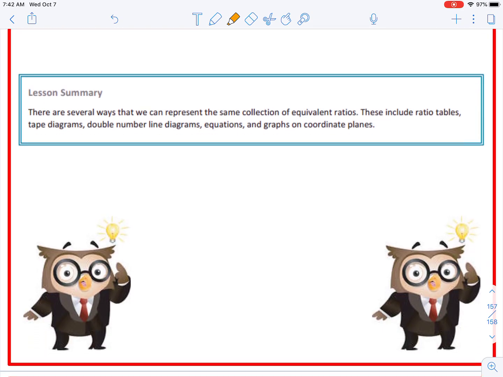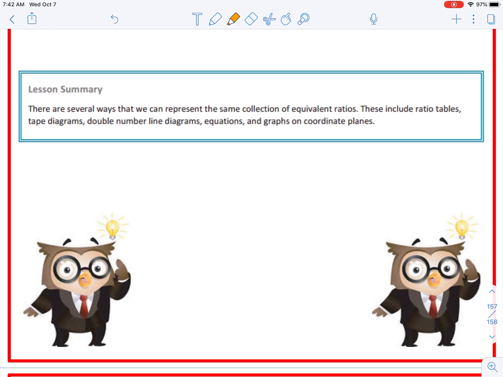Okay? Lesson summary. There are several ways that we can represent the same collection of equivalent ratios. These include ratio tables, tape diagrams, double number lines, equations, and graphs on the coordinate plane. Guys, most of the hardest part is just labeling your graph and correctly counting up on the y and the x-axis. Okay, so just be careful there.